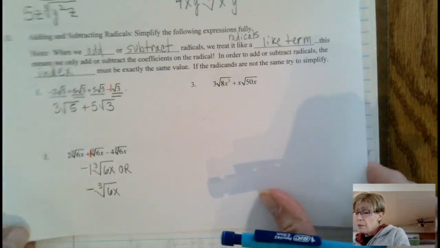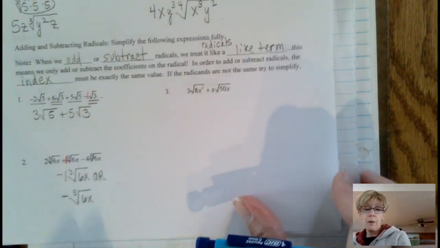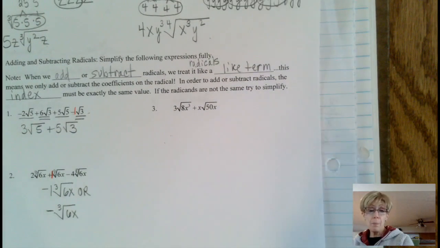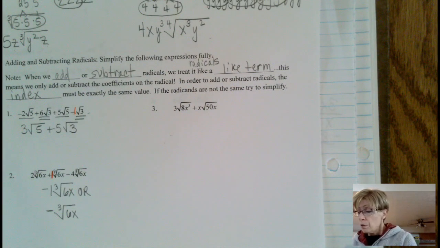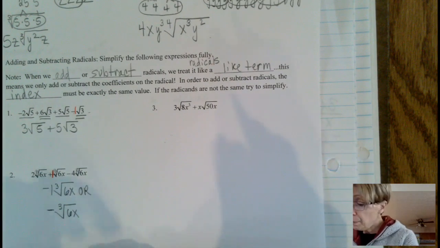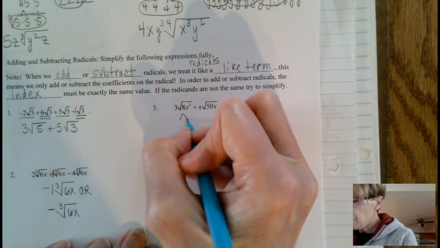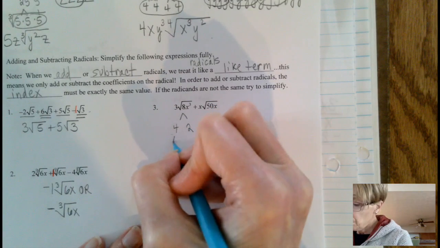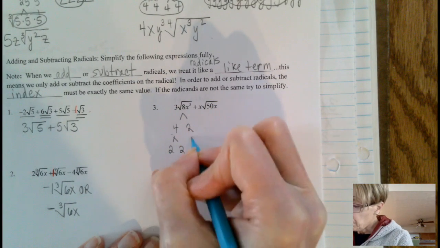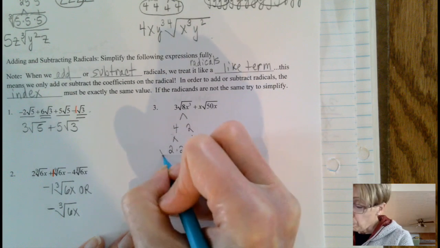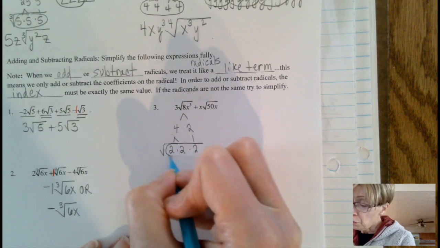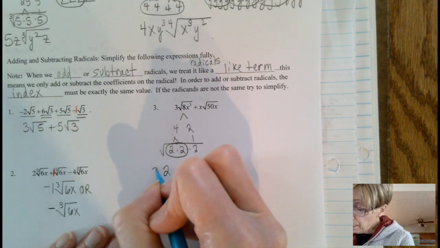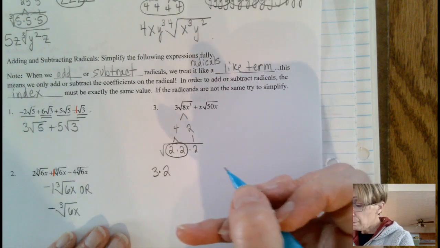Now, my last sentence that I kind of glossed over up there, it says if the radicands are not the same, try to simplify. So when we look at this, we're going to simplify, and let's start with the 8, which is 4 times 2, and 2 times 2. And what we're looking for, this is square root, so we need 2 of the same value to take out 1. By the way, we already have a 3 outside.